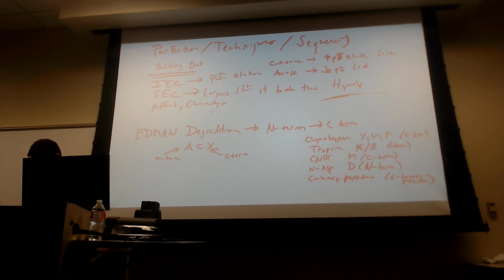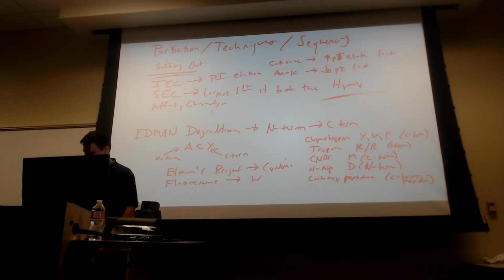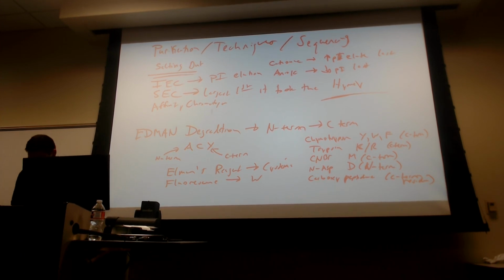For sequencing, remember what Ellman's reagent tells you? Cysteine: it tells you cysteine is present. What does fluorescence tell you? W, tryptophan. Okay, why does this matter?